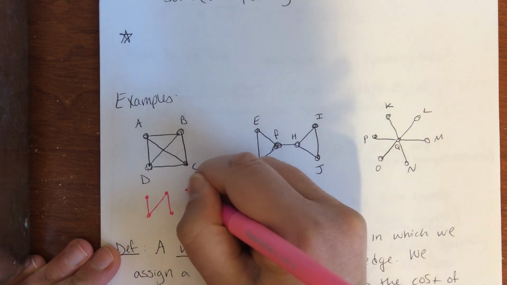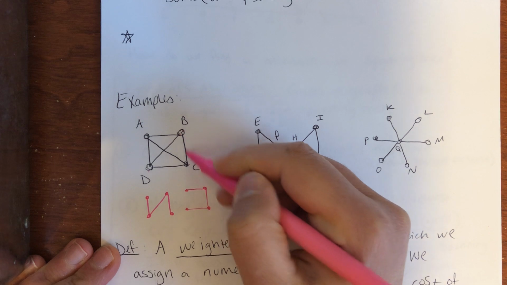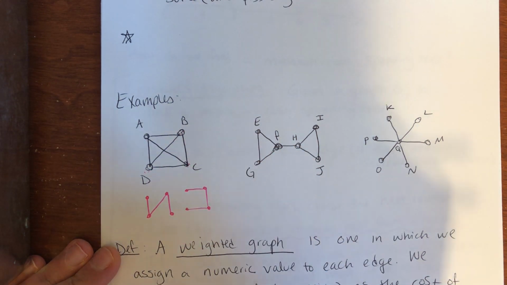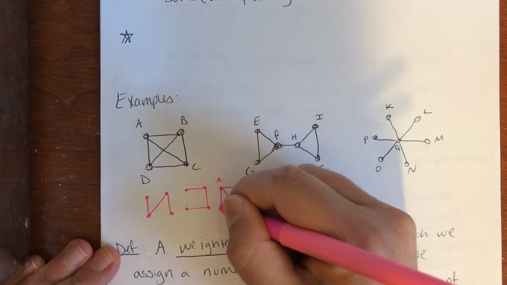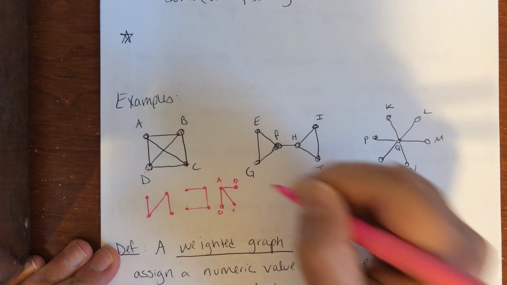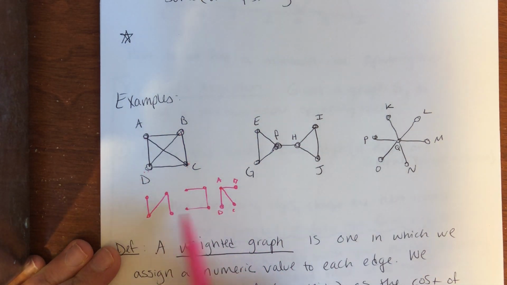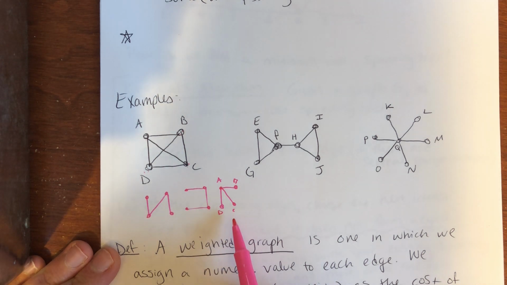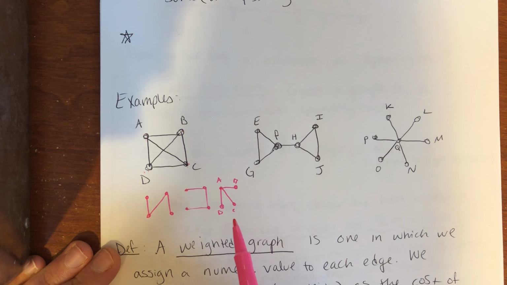Or you could have a spanning tree that looks like this, using A to B, B to C, C to D. Or you could even have a spanning tree that looks like this, right, AD, AC, and AB. So there's a lot of different spanning trees that you can have. Keep in mind though that the result is always a tree, so it has to be connected. And it has to use all the original vertices of your graph.